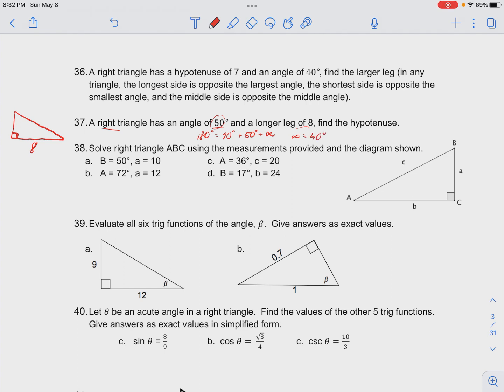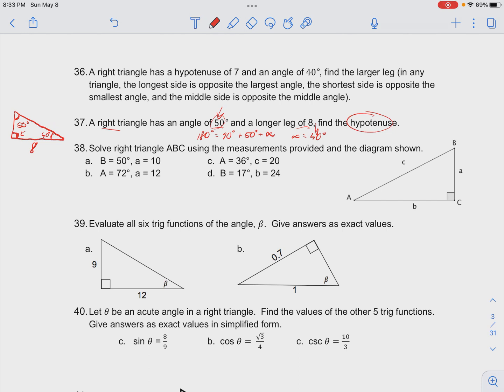So looking between 50 degrees and 40 degrees, we know that the longer leg will correspond to the angle that is larger. So this angle here will be 50 degrees, and this angle here will be 40 degrees, this one being the right angle of the triangle. So now we can use our trig functions in order to find the hypotenuse.